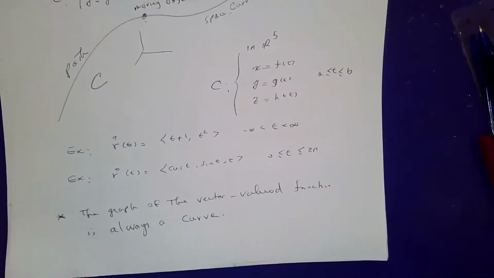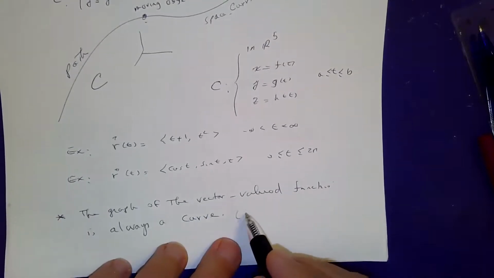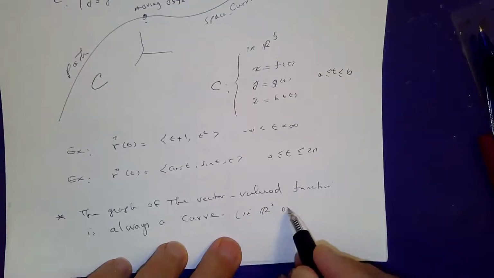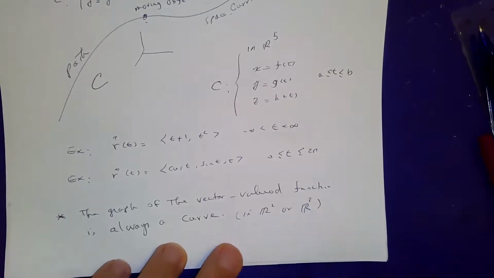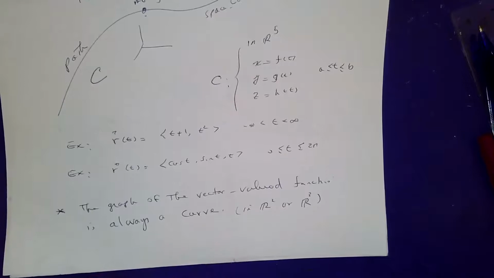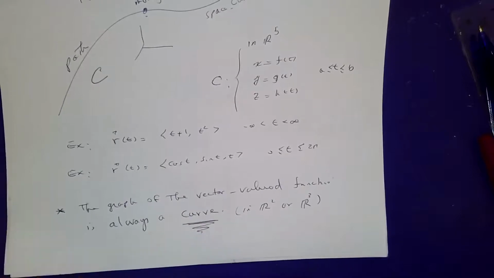Always. Okay? Either in R2 or R3, whether you are on the floor or in the space, the graph, rain or shine, is a curve. You never get a surface. So that's basically what that is.